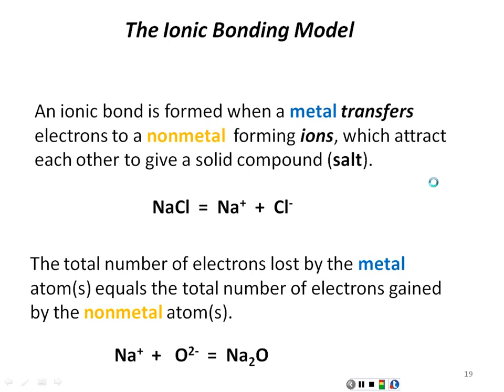Now, if we have an example with sodium oxide, sodium, it's in the first column, so it's going to lose 1 electron. Now, oxygen, it's in group 6A, so it wants to gain 2 electrons, not just 1. Sodium can only give up 1 electron, but oxygen wants 2. So what does that mean? That means we have to have 2 sodium atoms for every oxygen atom if they're going to form a compound.